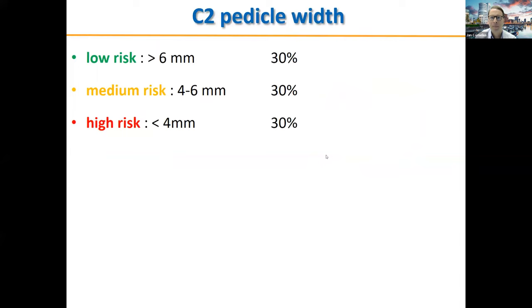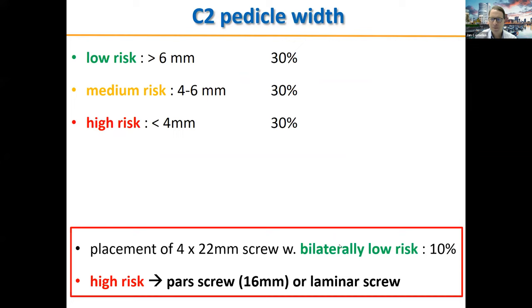If you have a pedicle that is more than 6 millimeters wide, then it's considered a low risk situation. If you have a pedicle between 4 and 6, it's an intermediate risk. And if you have a pedicle below 4 millimeters in width, then it's a high risk situation. If you calculate, the event that you have a bilateral low risk situation is only about 10%. So if you have a high risk situation, so again, width of the pedicle lower than 4 millimeters, then it may be safer to put either a pars screw or a lamina screw.